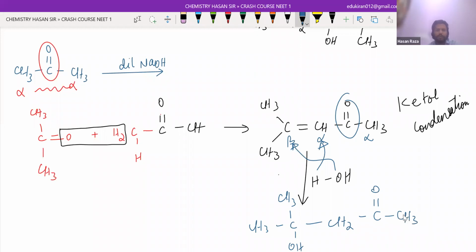Is that clear, everyone? No, please do respond. Can I change the slide? This is your ketol product, and this is your ketol condensation.